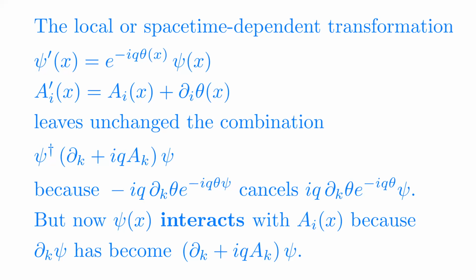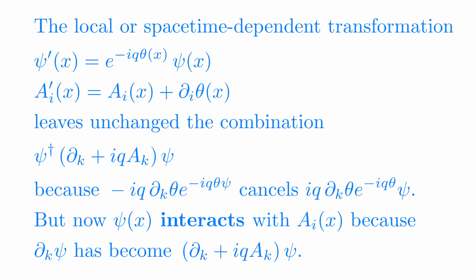And so this theory is invariant, whereas if you didn't have A and you just had psi dagger times the partial derivative, the space-time derivative, meaning the partial derivative with respect to the kth component of space-time, the Lagrangian would not be invariant. But this one is, because these two terms cancel. This symmetry has required that the simple derivative be replaced by one that has this gauge field. And so now psi interacts with A, because the ordinary derivative has become this covariant derivative.